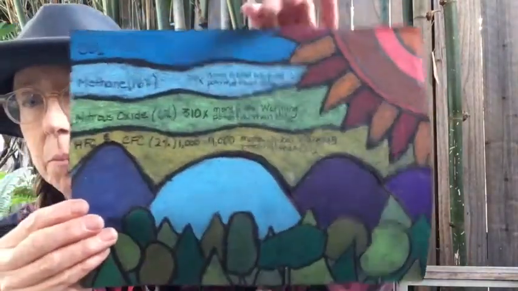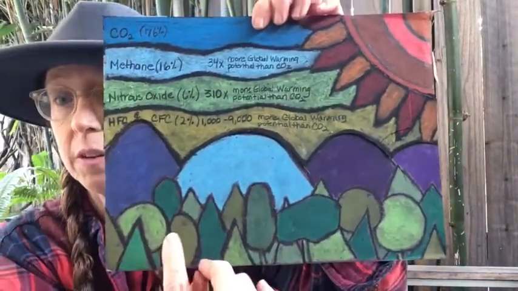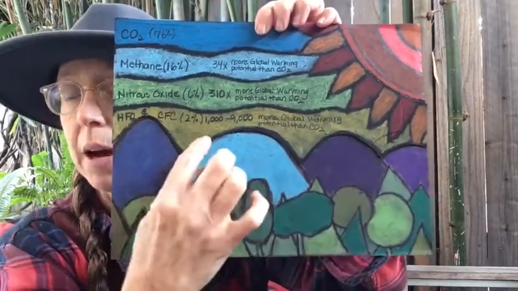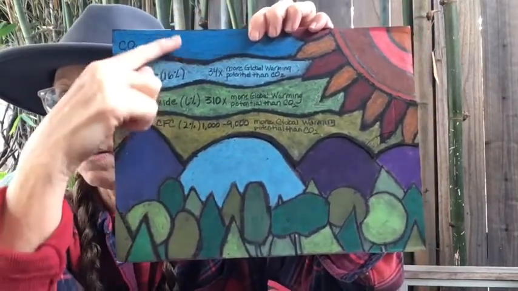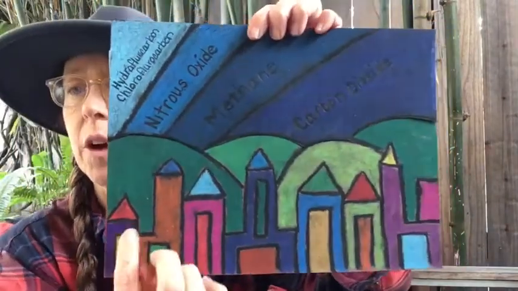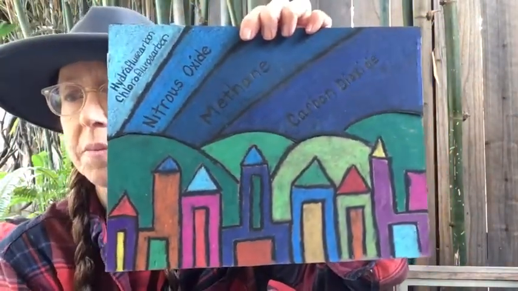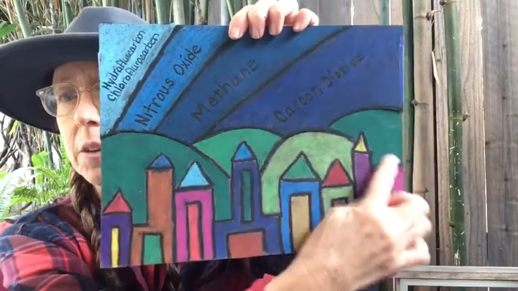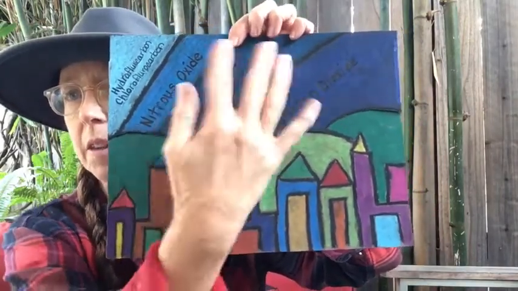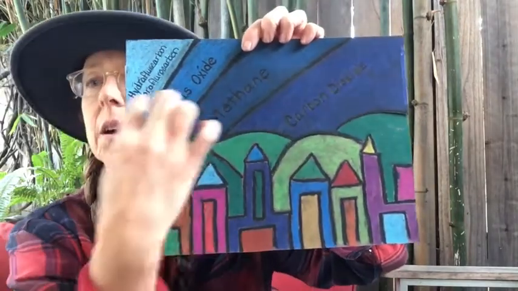Here's a second example. In this case, the foreground is these basic shaped trees. The midground is the hills. The background is the sky split into 4 sections with the sun. And then my last example, the foreground is just houses. The midground is green hills. And the background is the sky split into 4 sections to show the greenhouse gases.